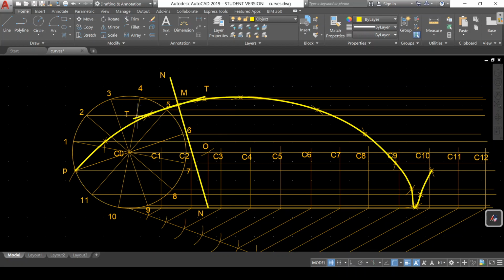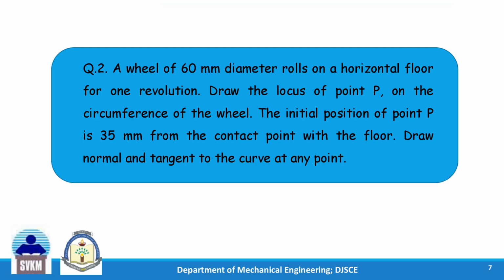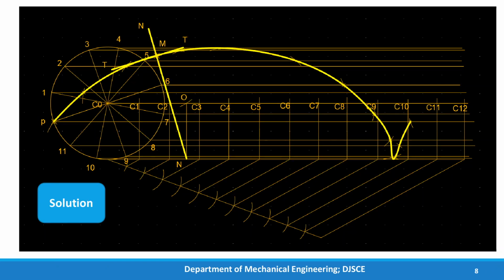Draw a line which is perpendicular to this N, M, N from M. So this is T, M, T. This line is the tangent to the given curve. So that's all. The procedure is like this, and we have solved it for the tangent and normal part as well. The complete solution.